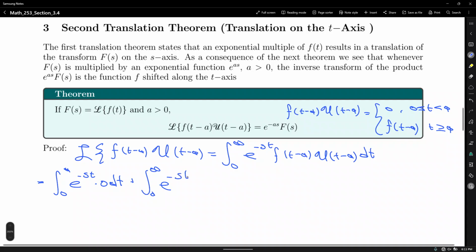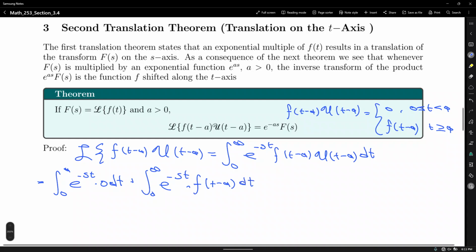e to the negative st times what's the value of the function between a and infinity? That is for t greater than or equal to a, essentially. Isn't that f(t minus a)? So f(t minus a), all right, dt.